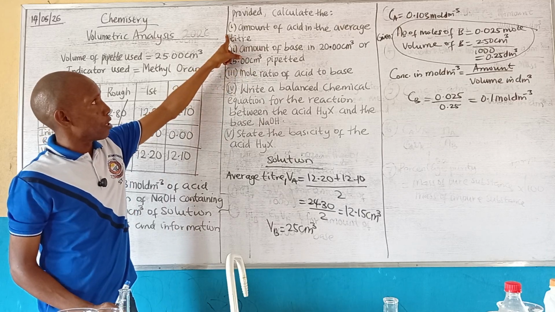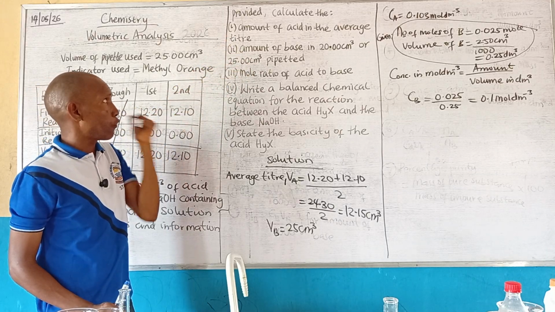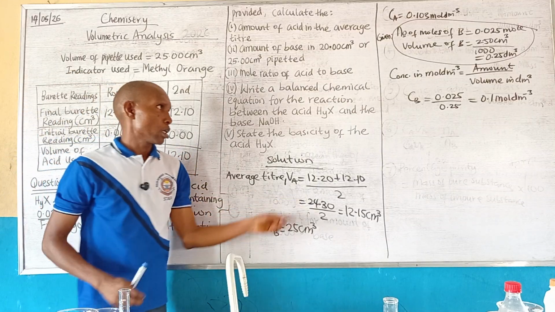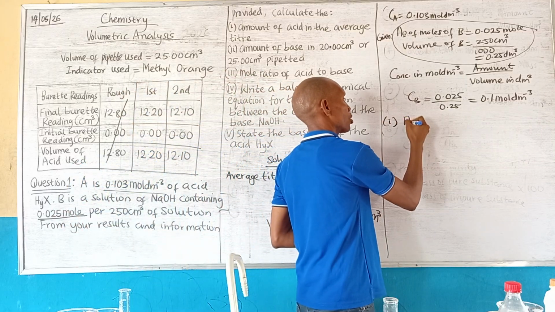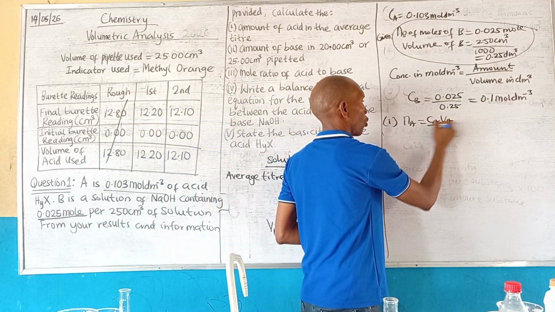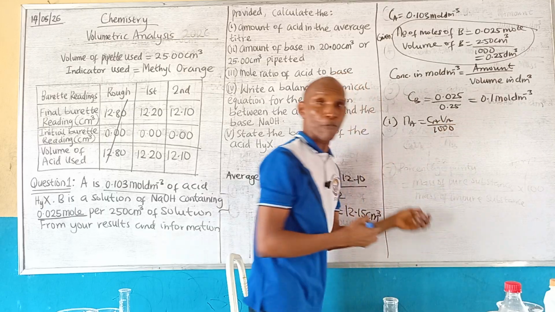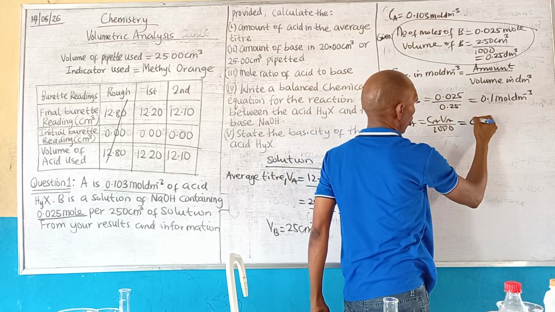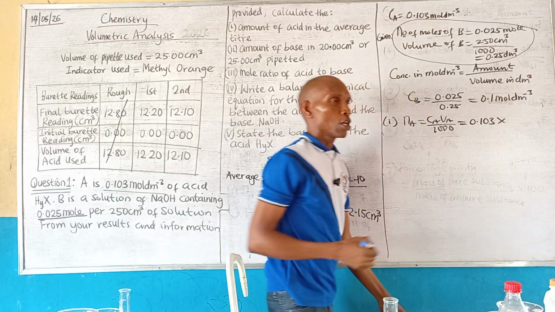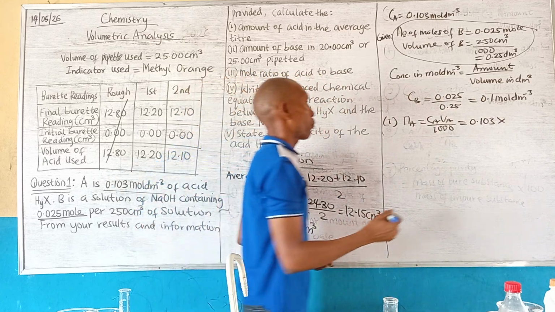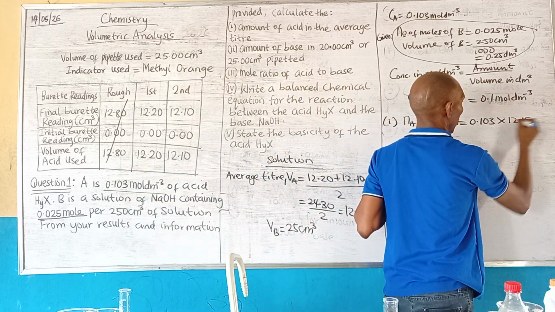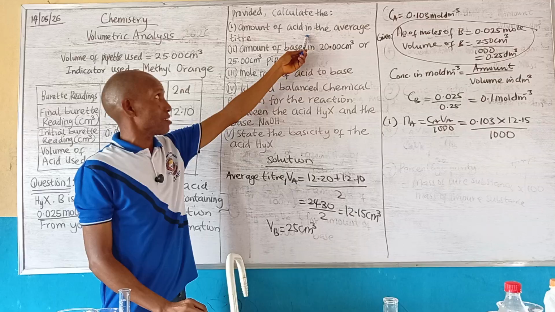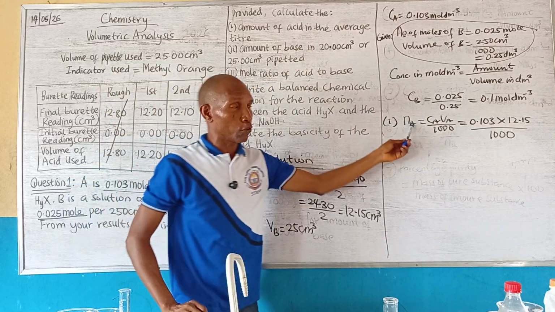Then we can go on to answer the question. The first question here is: amount of what? Acid. Amount of acid in the average titer. Don't forget that the average titer is the VA. So the formula to use in this case is NA is equal to CA VA all over 1000. The reason is because the average titer is in cm cube. So what is our CA? 0.103 times the VA, 12.15, all over 1000. We are told to look for the amount of the acid in the average titer. This is the formula for that.